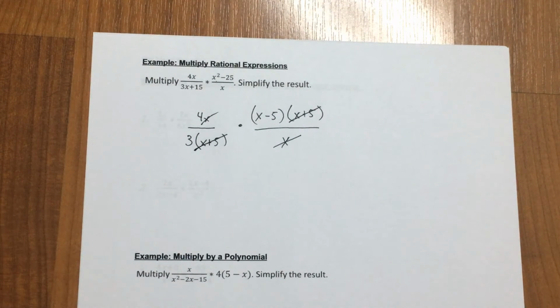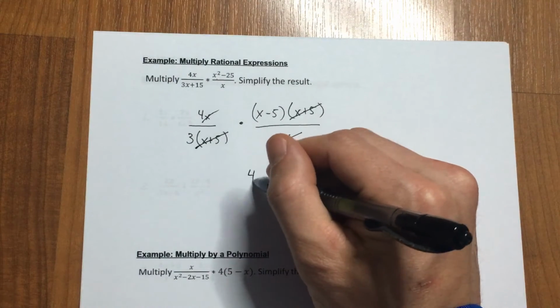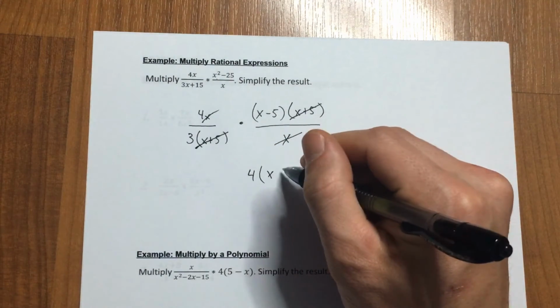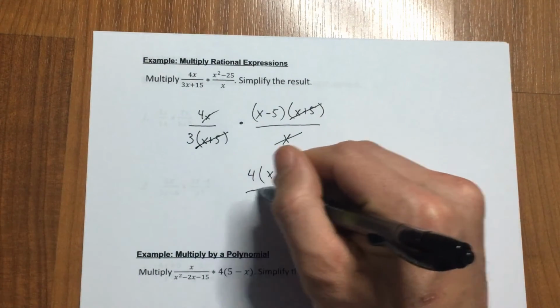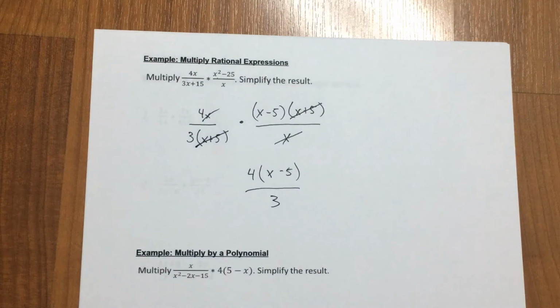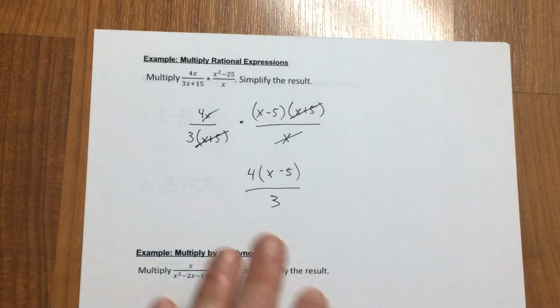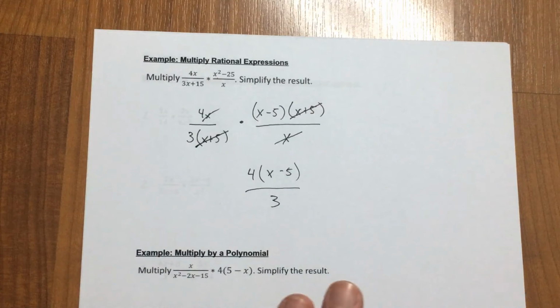Now, I have nothing left to cancel out, so let's rewrite this. 4 times x minus 5 over 3. I take one last check to make sure that these terms have nothing in common. They have nothing in common with one another, so therefore that's my final simplified form.